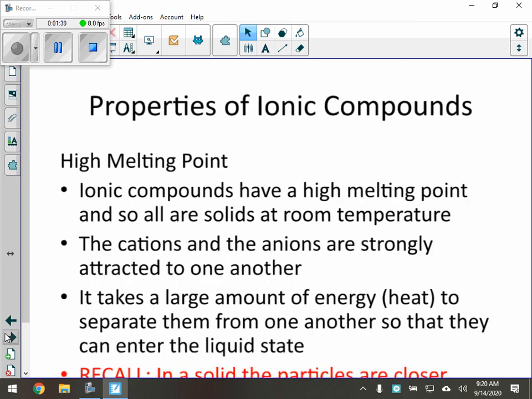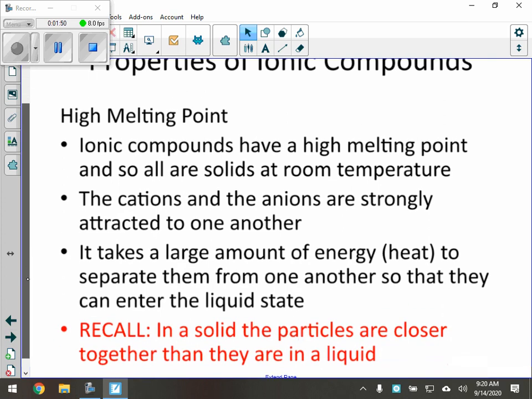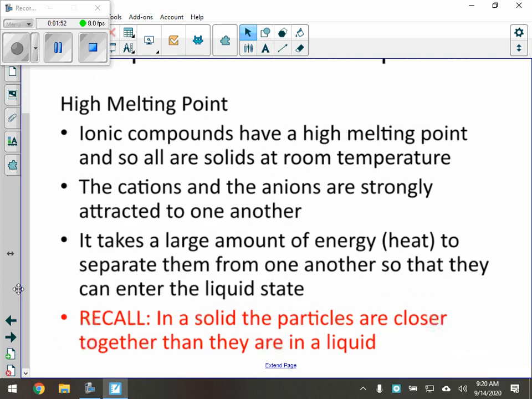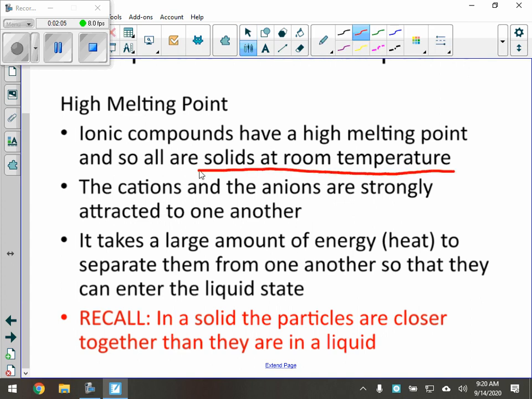Next part, okay. They have very high melting points. Now, this would be hard to test in the lab because we need incredible heat to do this. So ionic compounds have a high melting point, and so all are solids at room temperature. So remember this. When we go to the lab on whatever day we go, the first thing is that they're solids at room temperature. So no matter what, all ionic compounds are solids, right?